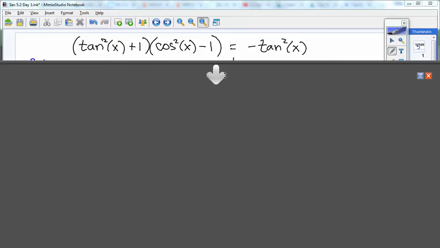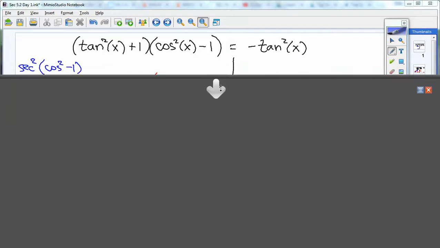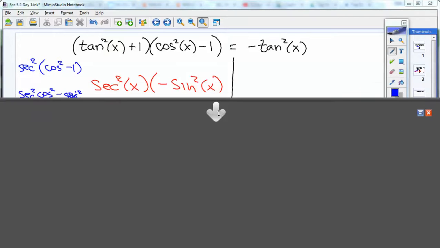Okay, what else? What could somebody else see first? Tangent squared plus 1 is secant squared. Okay, so that's what I did. I looked at that one and I saw that tangent squared plus 1 was secant squared. So one way to do it would be to write that down. Now, from there, what could you do? Pull a negative out of this, which would turn this into 1 minus cosine squared, which is sine squared.